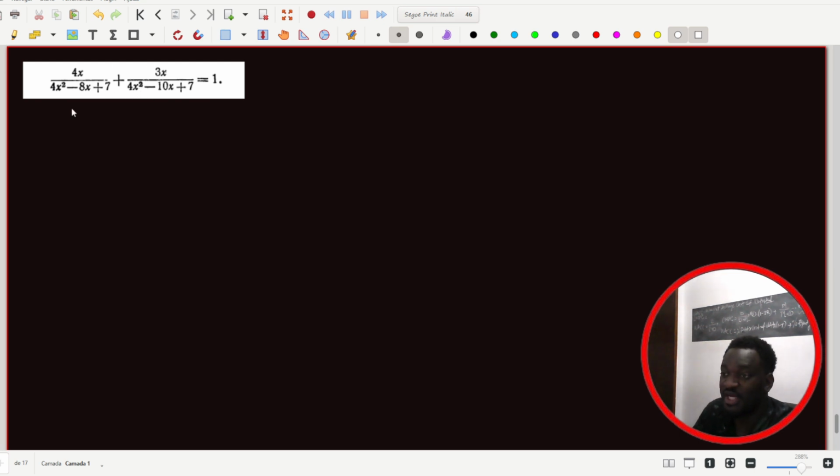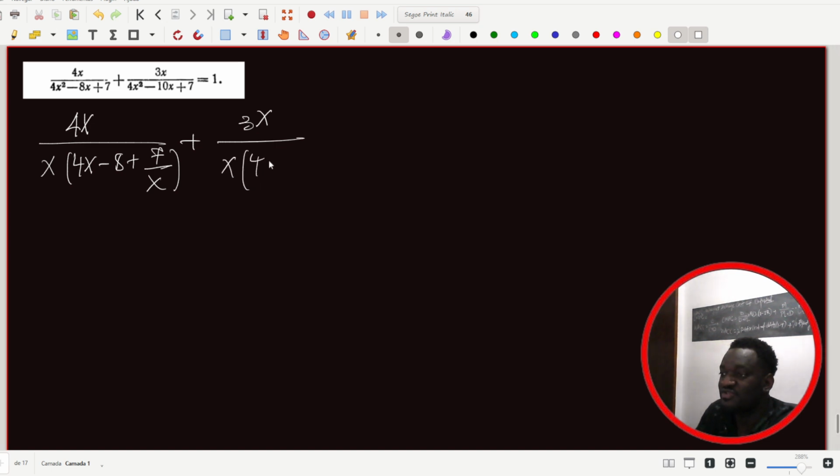Okay, so what I'm going to do is keep this 4x here. Dividing this one here, I'm going to factor x out, which multiplies 4x minus 8, and then plus 7, and here we're going to divide by x, right? Because when we multiply back, we're going to get back to this. Plus this one here, 3x. We're going to do the same thing here: x, which multiplies 4x minus 10, and then plus 7, divided by x, right? And then this equals 1.